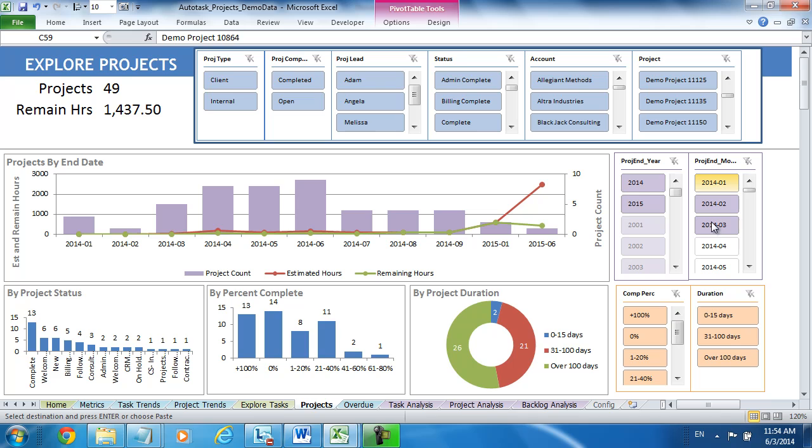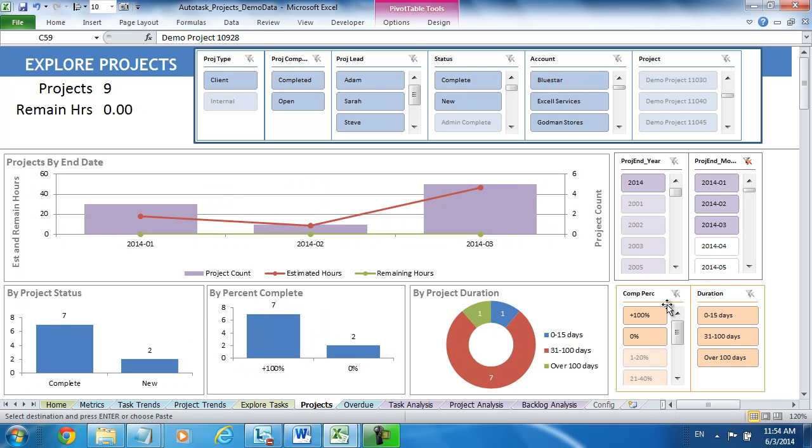I can highlight a series of projects and say the first 3 months of the year, these are the 9 projects. And they're indicating that they don't have any remaining hours, possibly because the tasks that were associated to them didn't include an hour estimate. You can find that through the slicers.